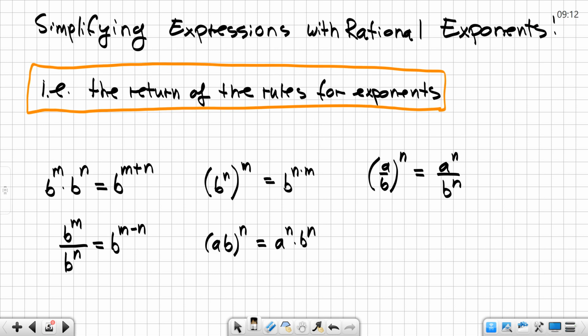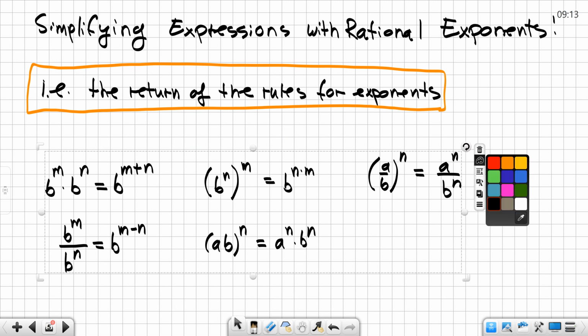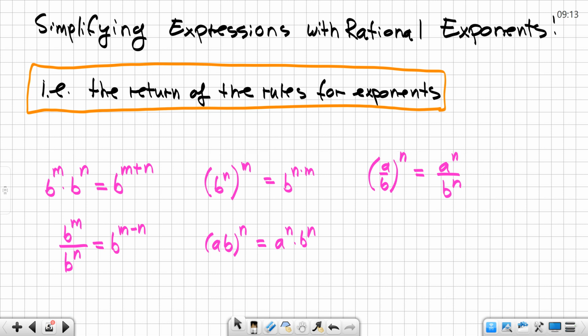All right, so now we are going to look at how to simplify expressions with rational exponents. And yes, it's the return of the rules for exponents. All of the rules are exactly the same. The rules never change. These are the rules that we have already seen for exponents. Let's make them pink so that they are standing out for us. All of those rules we are using now, but remember, the exponents now will be fractions for us.